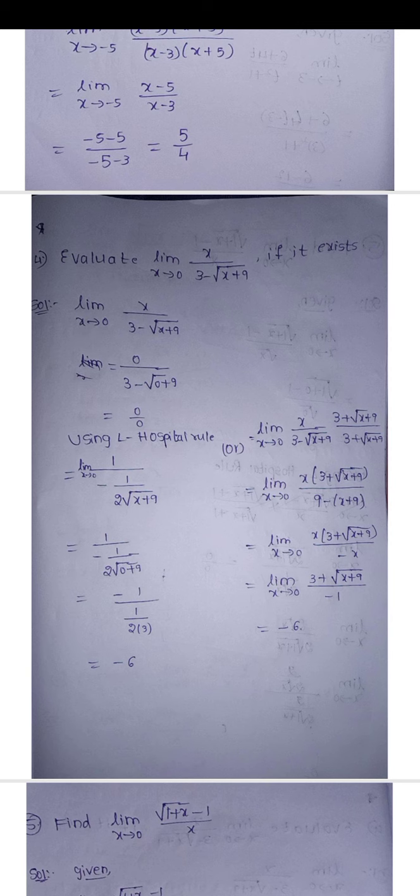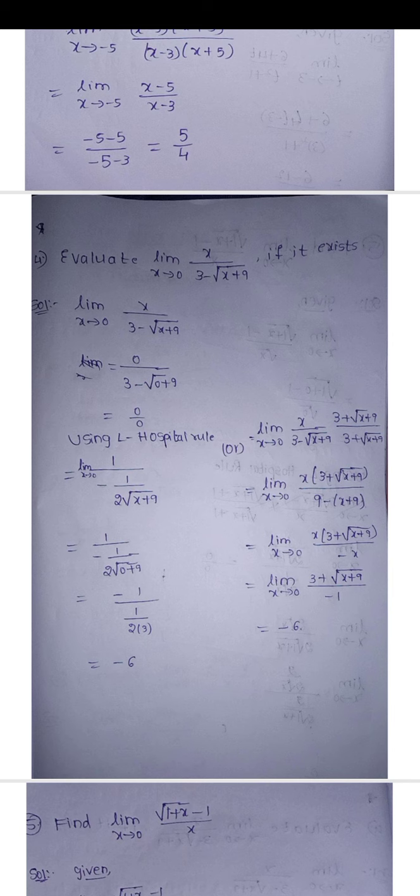What is the rule of L'Hospital rule? First we have to differentiate the numerator, then differentiate the denominator, and then apply the limits. First I differentiated the numerator. Differentiation of x means 1, so 1 by. Next the denominator: differentiation of the constant is 0. Next root of x plus 9. Differentiation of root x is 1 by 2 root x, so minus 1 by 2 root of x plus 9. Differentiation of x plus 9 is 1, so I didn't write this.